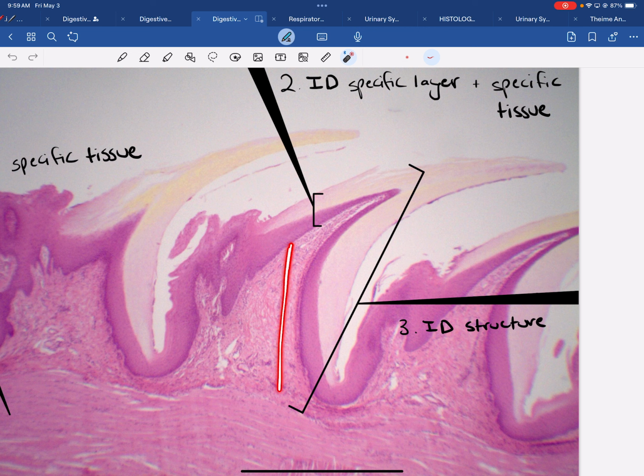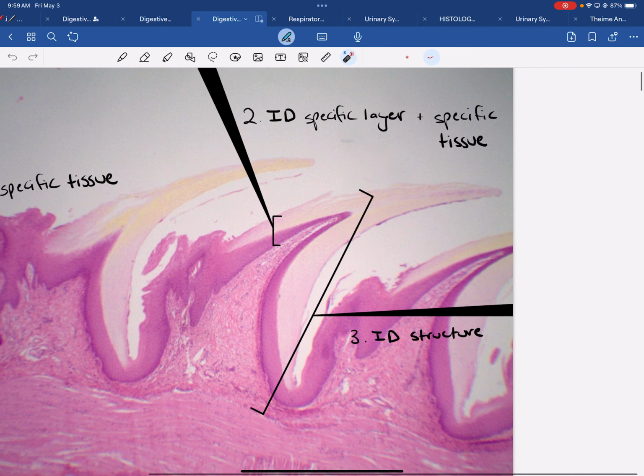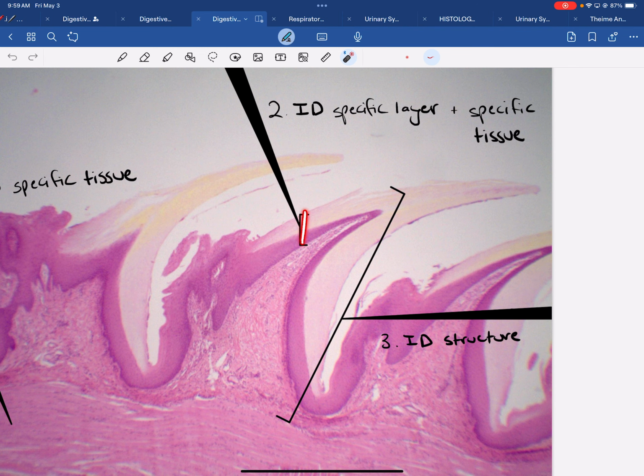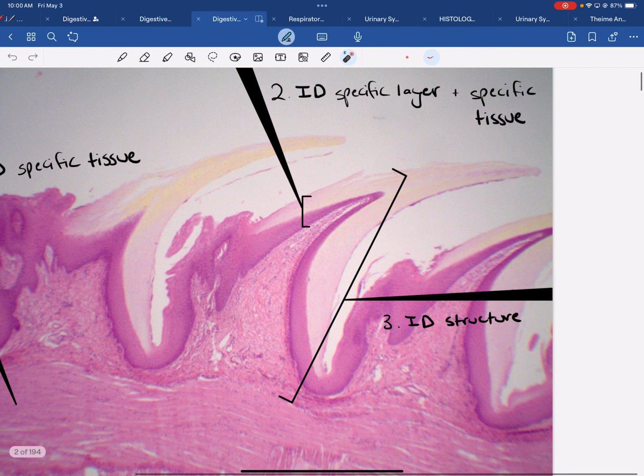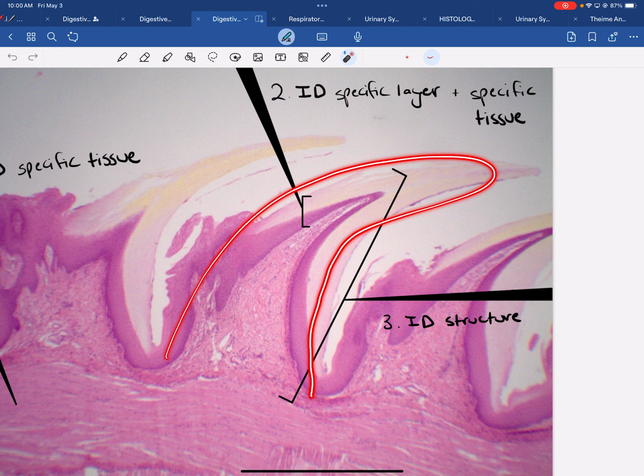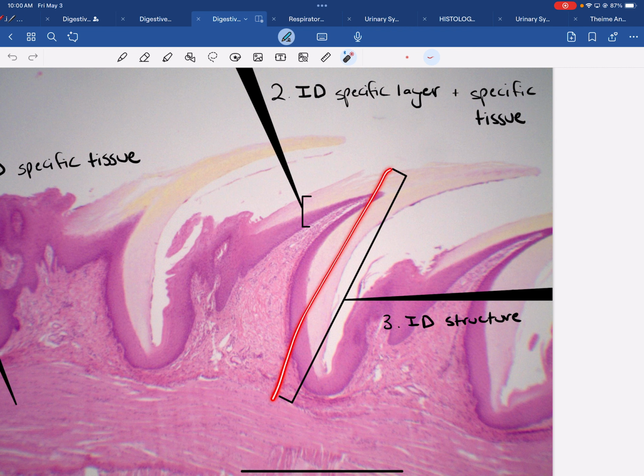This region? Good, the lamina propria. And then what is the specific epithelial tissue here? Good, keratinized stratified squamous epithelial tissue. That epithelial tissue is on top of which structure? It's a papilla. Which papilla? Good, a filiform papilla.